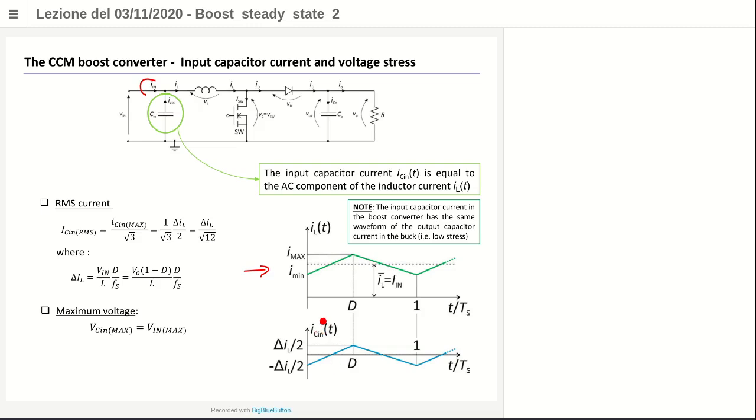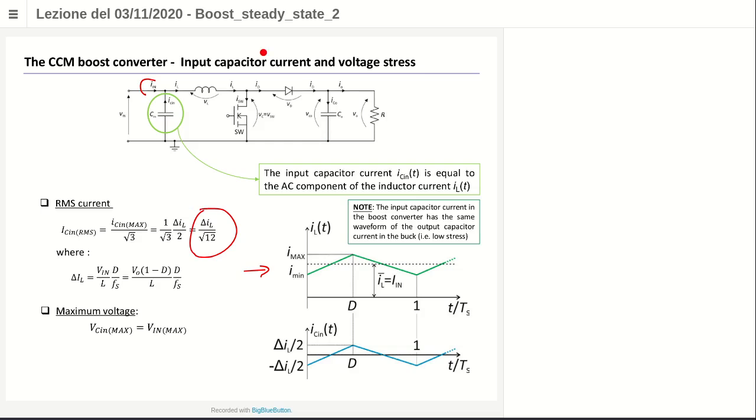Now the root mean square value of this current can be computed exactly, and we did this kind of computation for the buck. The root mean square value depends on the ripple current, delta IL, divided by the square root of 12, which gives you that root mean square value. This is exactly what we did for the buck. But pay attention, we did this kind of reasoning in the buck for the output capacitor. Now, this happens for the input capacitance.